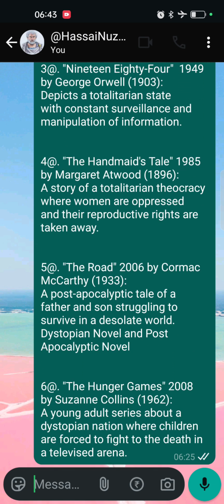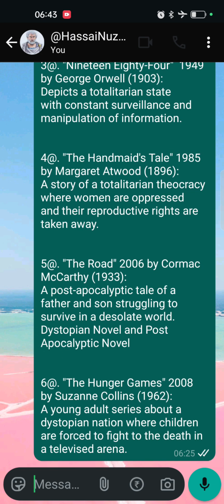The Road, dystopian novel by Cormac McCarthy, 1933, published year 2006. A post-apocalyptic tale of a father and son struggling to survive in a desolate world. The Road is a dystopian novel and post-apocalyptic novel also. The Hunger Games, dystopian novel written by Suzanne Collins, 1962, published year 2008. It's a young adult series about a dystopian nation where children are forced to fight to the death in a televised arena.